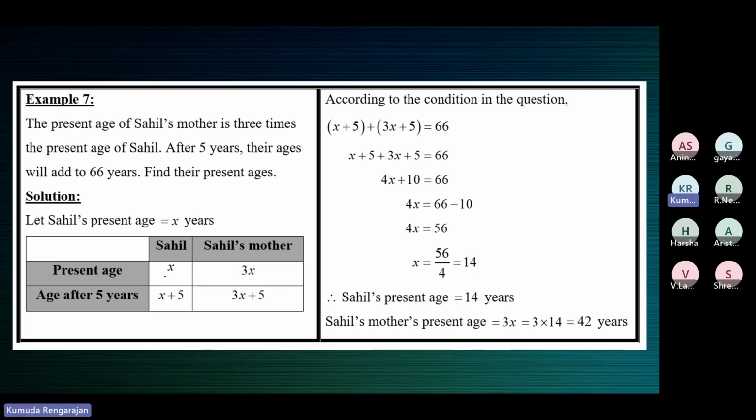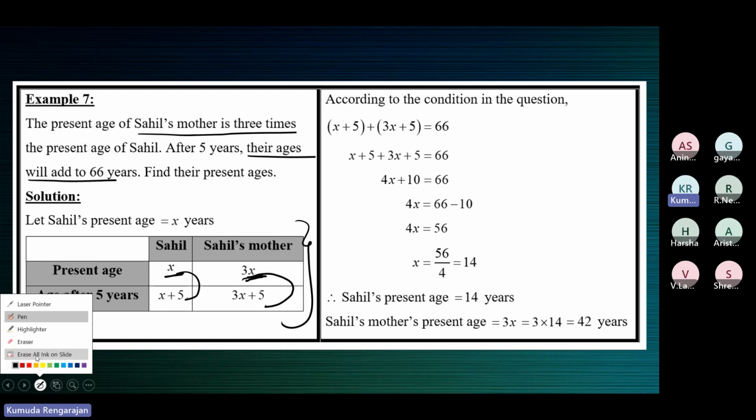So let Sahil's present age be x years. According to the condition in the question, Sahil's mother's present age is 3x years. Five years later, Sahil will be x plus 5 years old and Sahil's mother would be 3x plus 5 years old. So this is about the assumption. Now the condition which we use to frame the equation: the sum of their ages is 66.